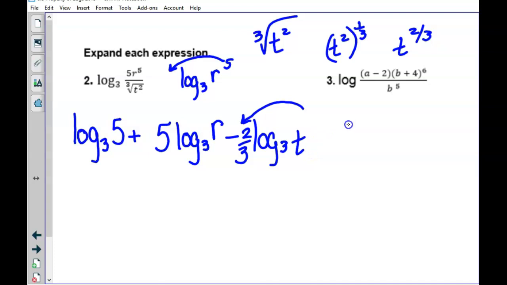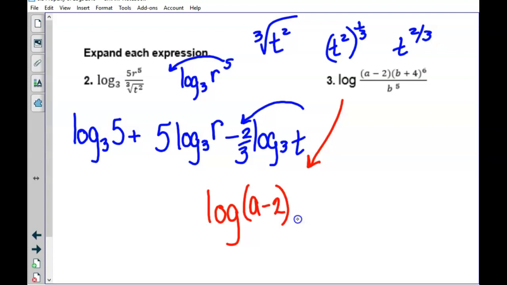All right, what about number 3 over here? It's just a base 10 log. What's the first one going to be? Yep, just the quantity a minus 2. We can't mess with it. But then it was times, so it's going to be plus. Don't forget to write the word log again. And then there's the quantity b plus 4.